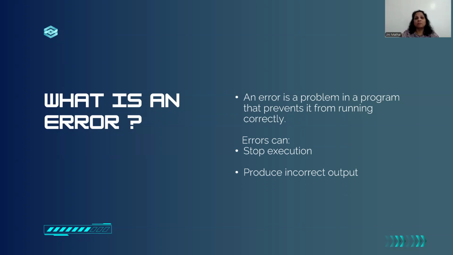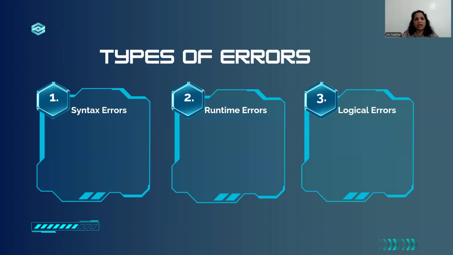So in Python, or in fact in any programming language, there are these three categories of errors. We have something called the syntax error, something called the runtime error, and something called the logical error.